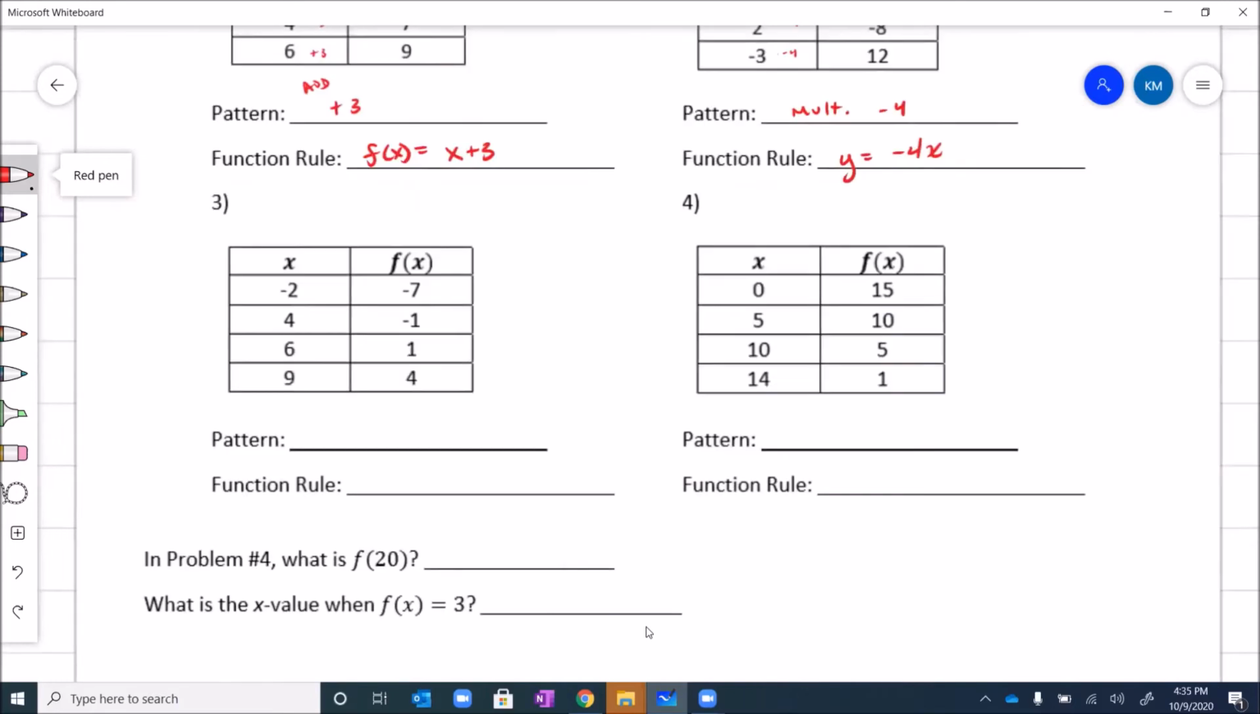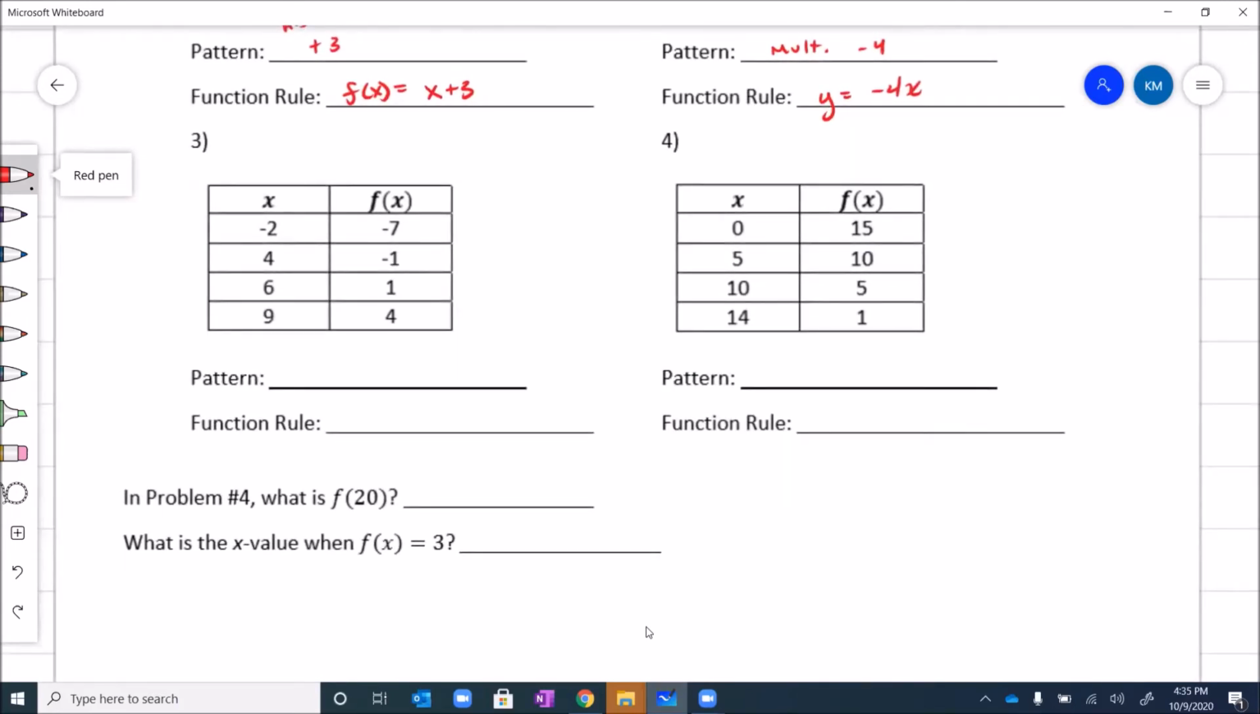So y equals negative 4 times x. That's my function rule. Number 3: from negative 2 to negative 7, maybe I subtract 5. From 4 to negative 1, maybe I subtract 5. Subtract 5, subtract 5. Hey, it worked. So my function rule is f of x equals x minus 5. Number 4 is tricky. To get from 0 to 15, I add 15. To get from 5 to 10, I add 5. So not the same; I can't do that one.